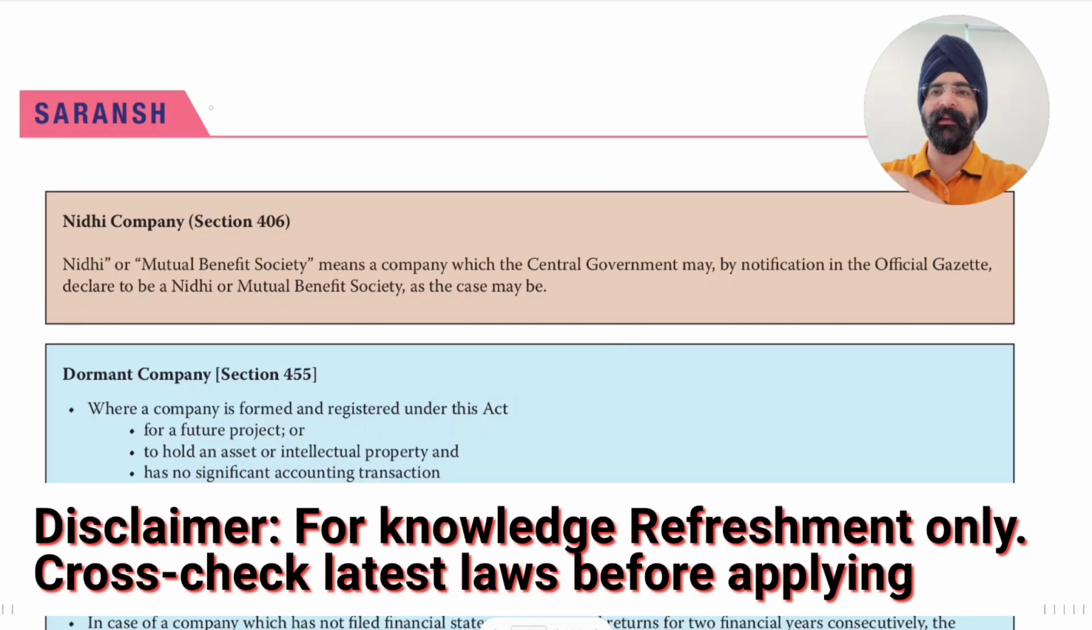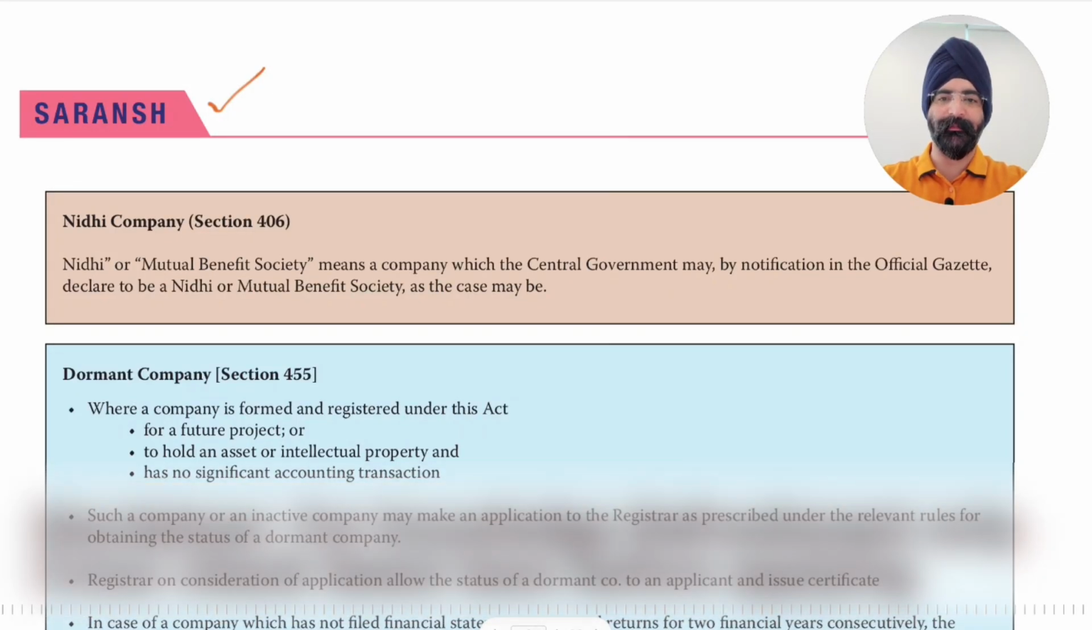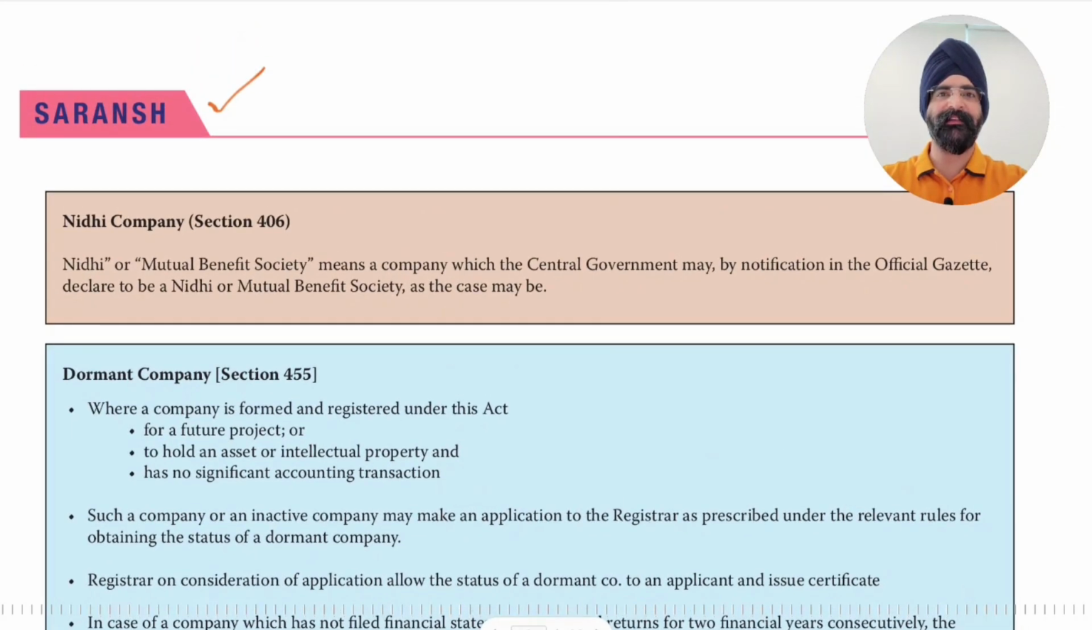So we are taking the book Saransh by the Institute of Chartered Accountants of India, ICAI, and I find it very appealing graphically. So when I started reading, I found it very attractive, and I thought of creating a video out of it. So we were discussing types of companies, and next is Nidhi company.